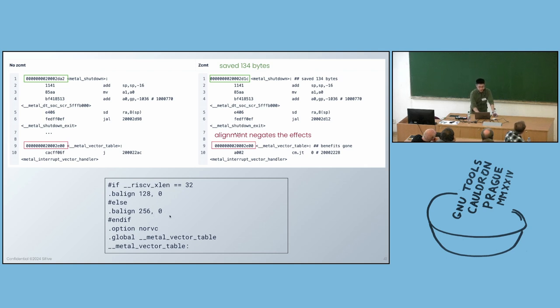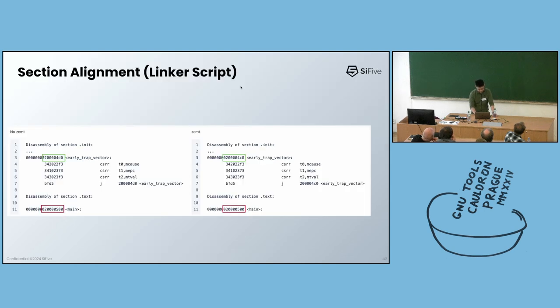This code is from our internal BSP code, and I think they have this alignment restriction because of some performance requirement or whatever. So yeah, here's a very large alignment requirement, so the benefit is just gone. And here is another example where we have section alignment in the linker script. We have some gain here, in an init section, but the text section alignment just canceled it.